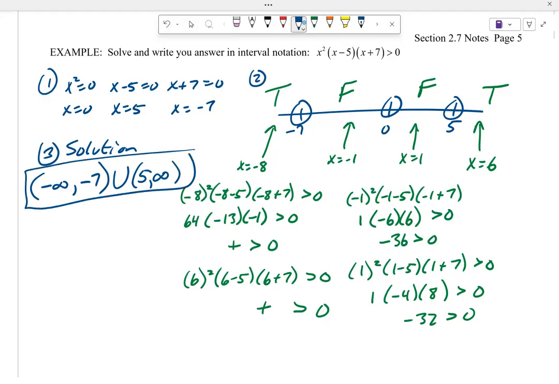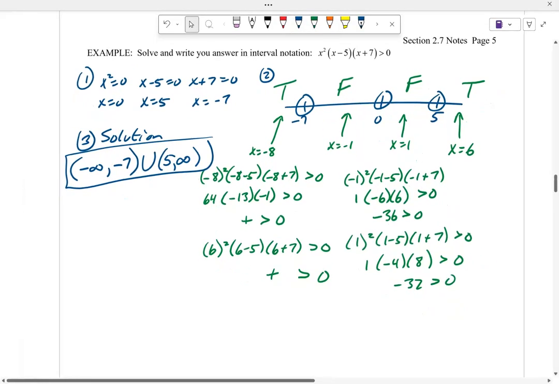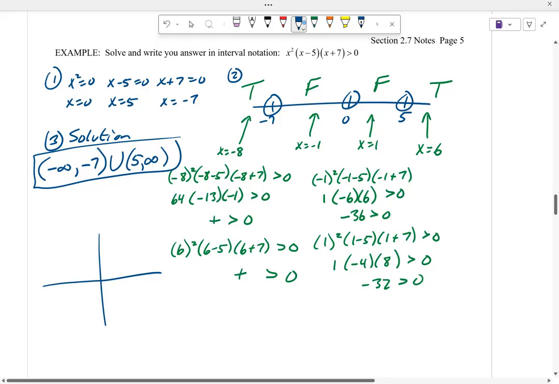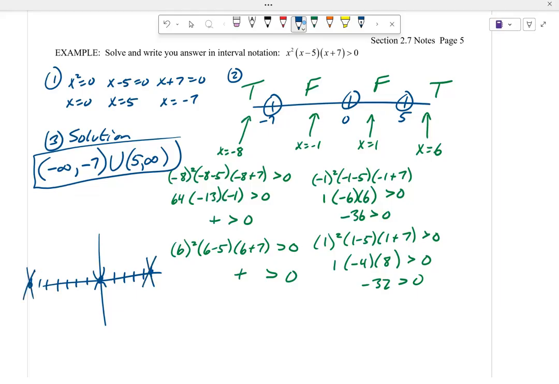Right? Now, if I was thinking about this visually, this thing hits at 0 with multiplicity 2. So it's just going to touch it from below or above. It hits also at 5, and it hits also at negative 7. Now they're going to cross through those, not just touch them, because there's an odd multiplicity there.